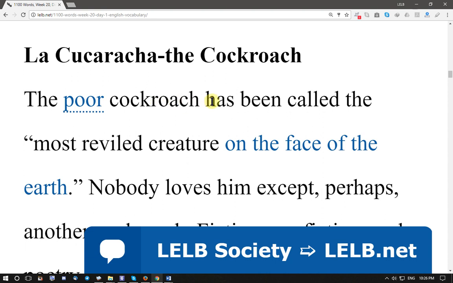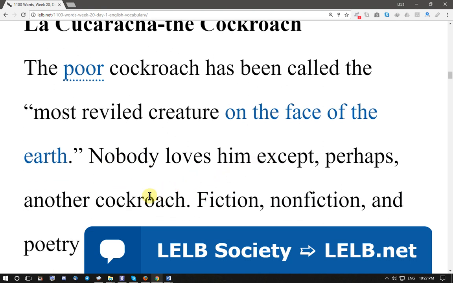Cockroach, which is an insect hated by almost all people, has been called or labeled the most reviled creature, the most, let's say, repugnant or disgusting creature on the face of the earth. It's everywhere in this world. Nobody loves him except perhaps another cockroach. Yeah.